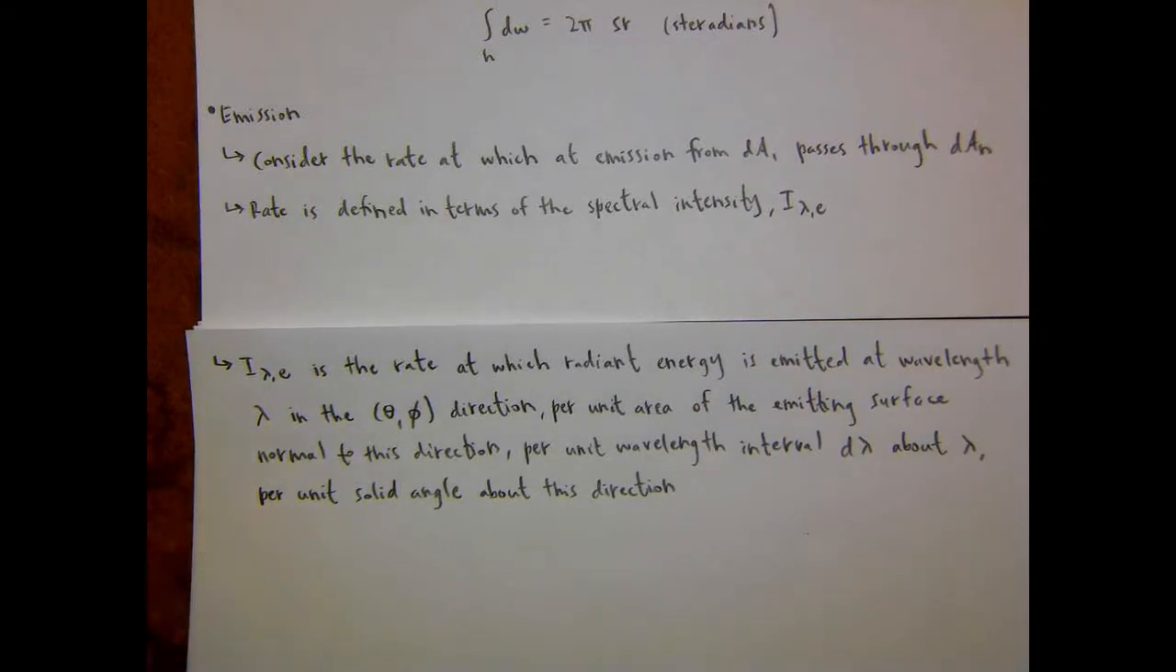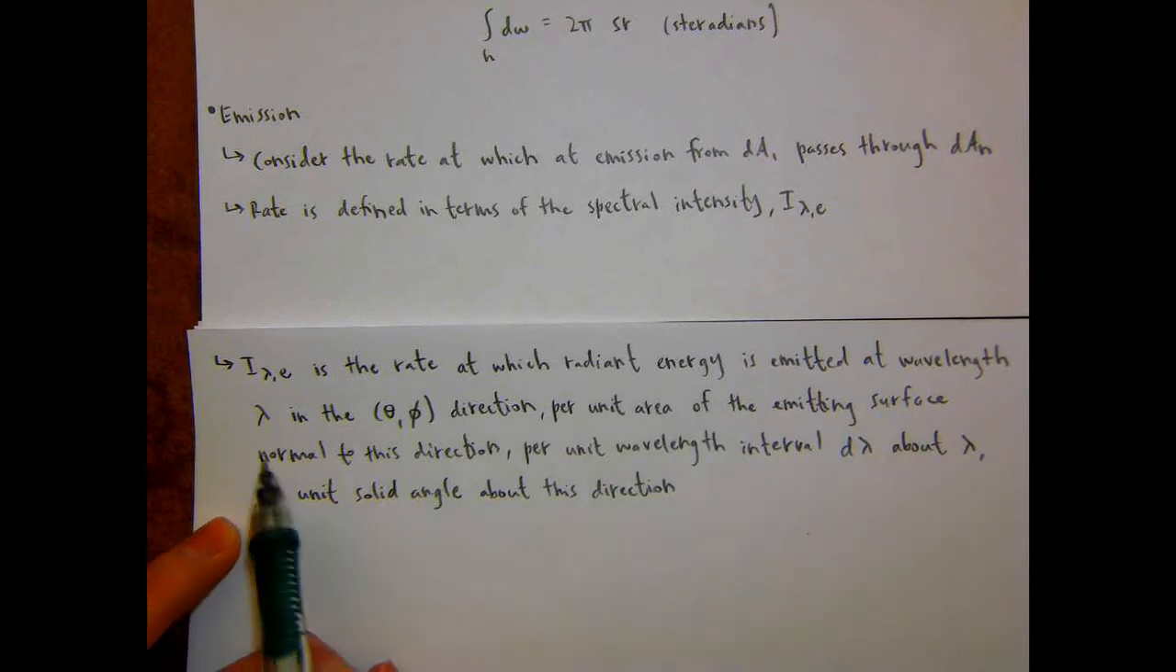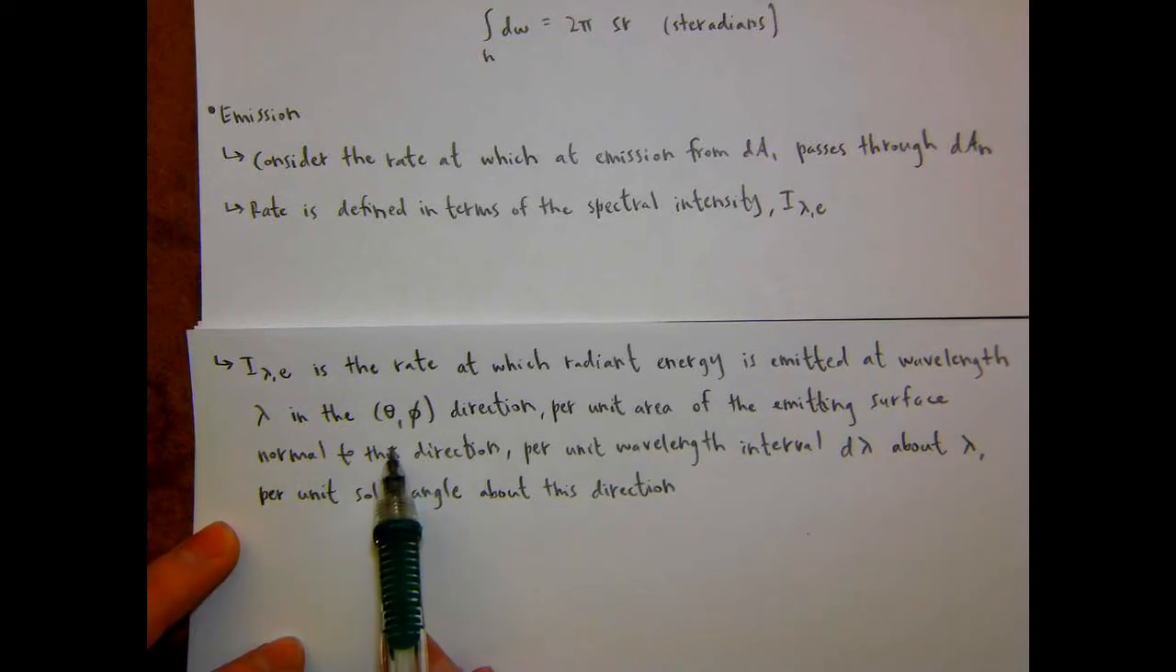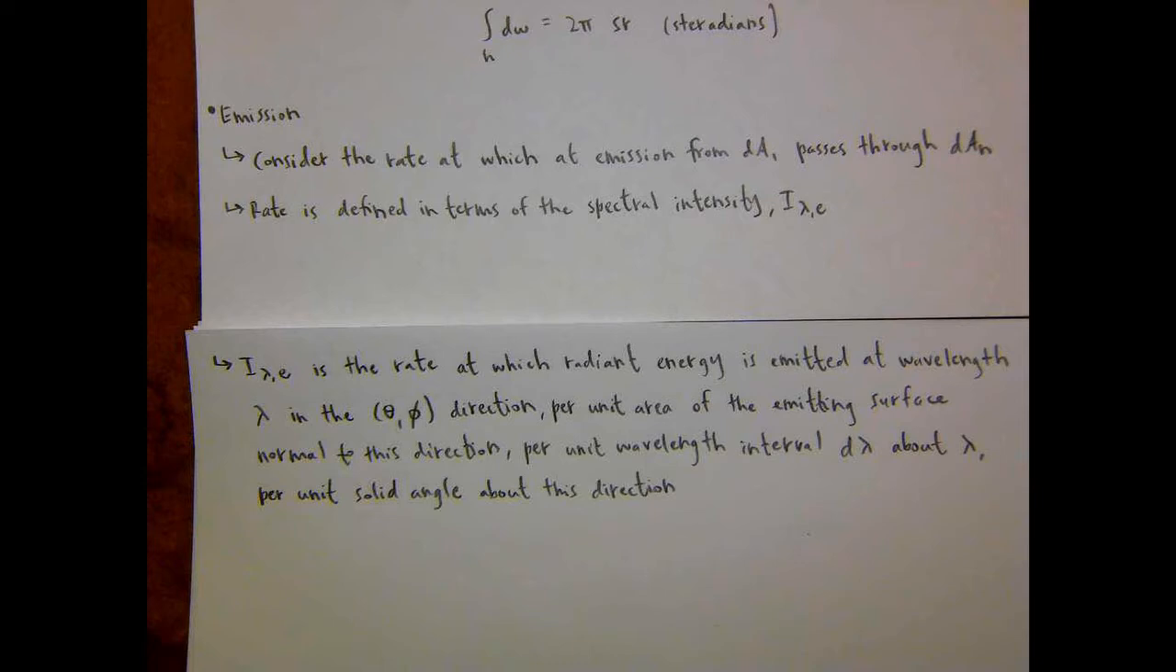So radiation depends on, or is a function of, wavelength and direction. So this is just saying it's a rate for a specific wavelength in a specific direction. And then, because we talk about fluxes typically with radiation, it's per unit area. And then per unit wavelength interval about lambda and per unit solid angle about this direction.